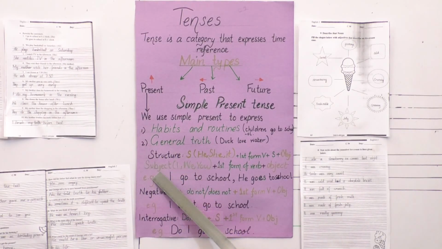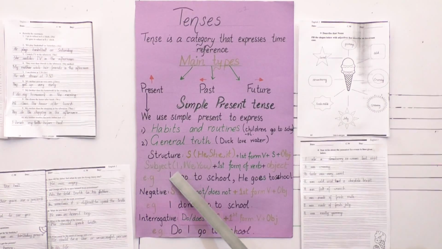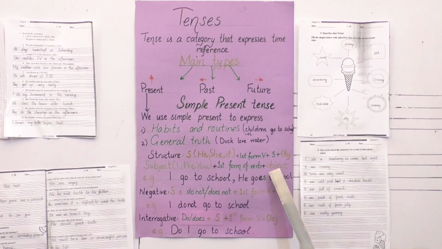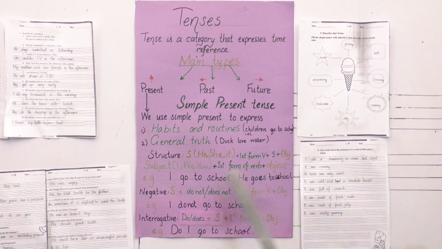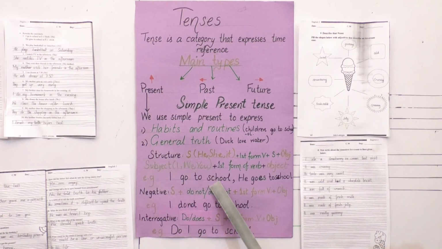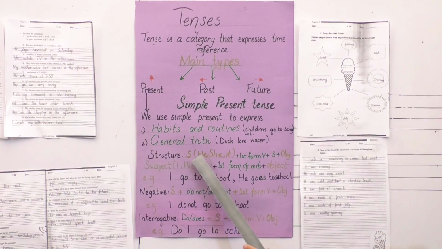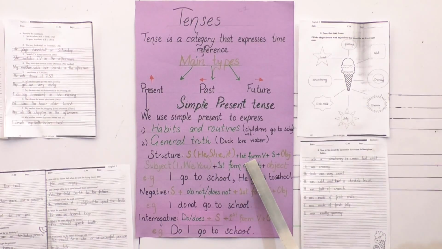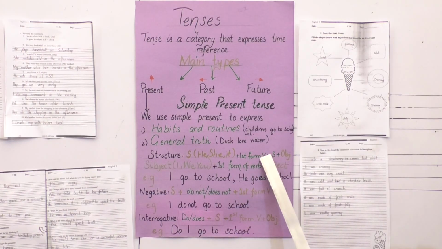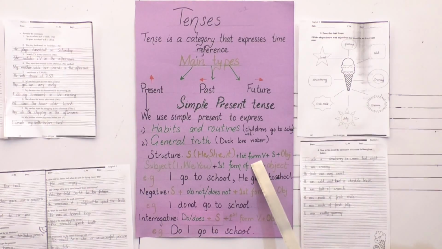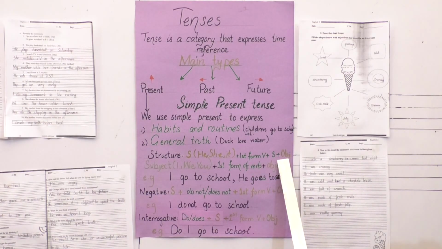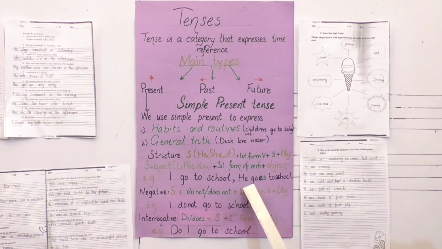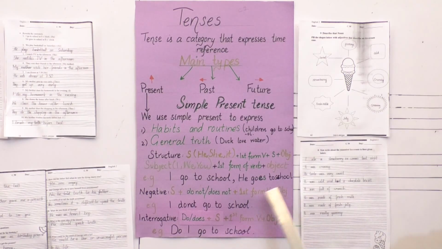tense, first we take the subject like I, we, you. When the subject is I, we, you, we use first form of verb, then the object. For example, I go to school. But when the subject is he, she, it, we use first form of verb and add s to the first form of the verb, and then in the last the object. Like he goes to school.